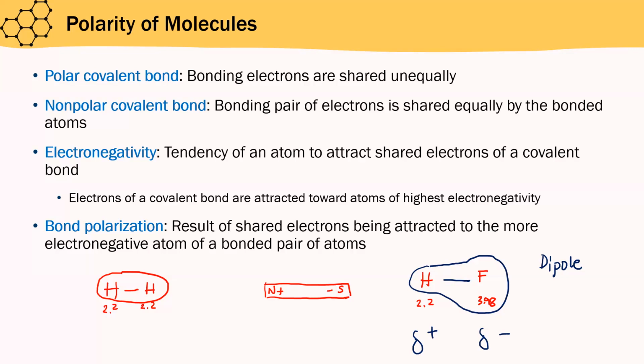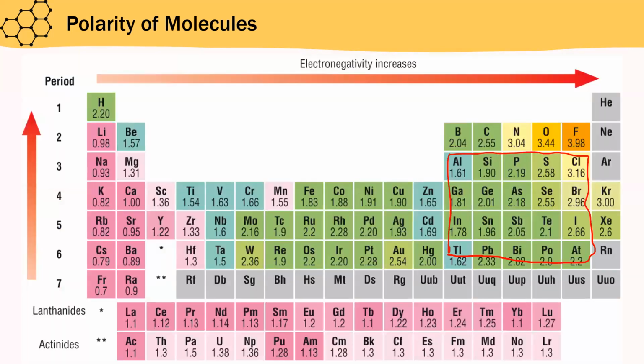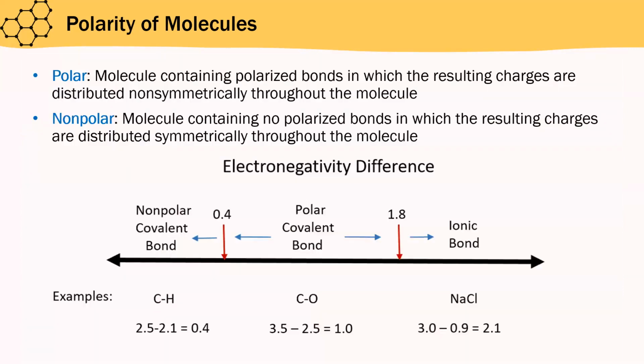Okay, so what are we going to do with the numbers here? Depending on the difference, to be specific, the electronegativity difference, you can actually measure whether the bond is polar or not polar. For instance, let's look here. So this is the typical connotation that we have for a bond.